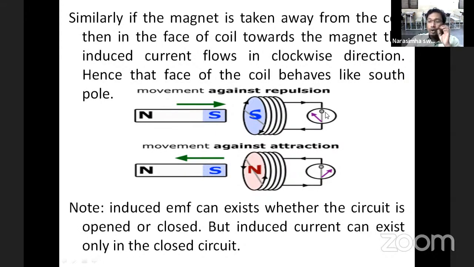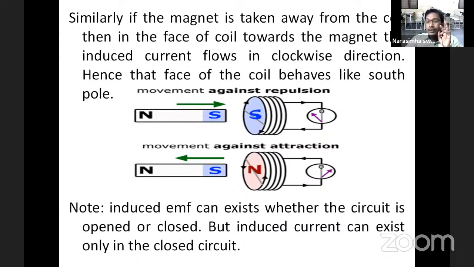Then if the two ends of the coil are connected to any external circuit, any load or any other device, and it is closed from one end of the coil to the other end, only then will the current flow. That would be the induced current. So induced EMF is different, induced current is different. Current may not exist, but EMF definitely exists whether the circuit is closed or open.